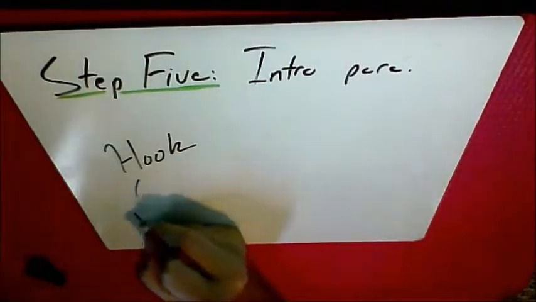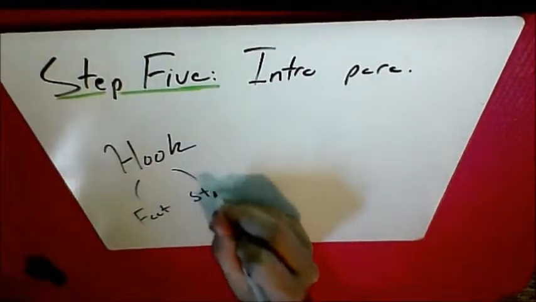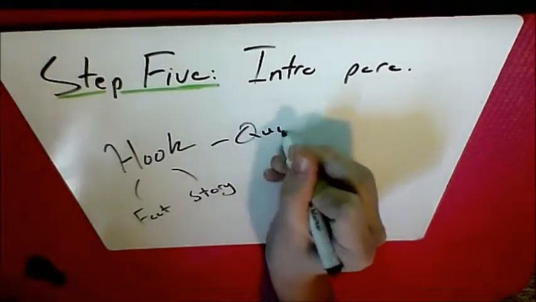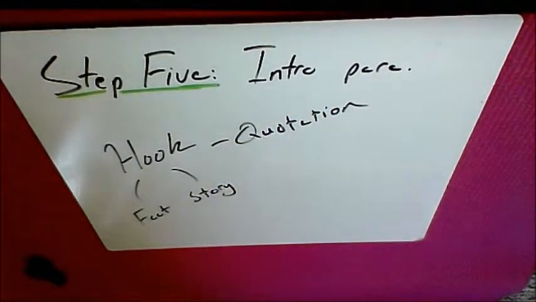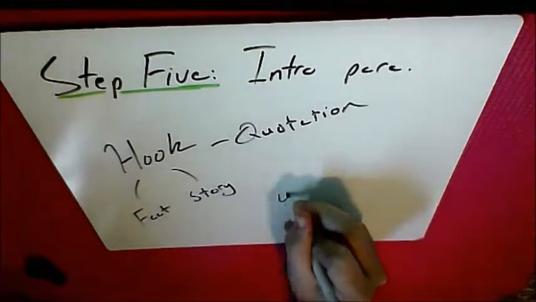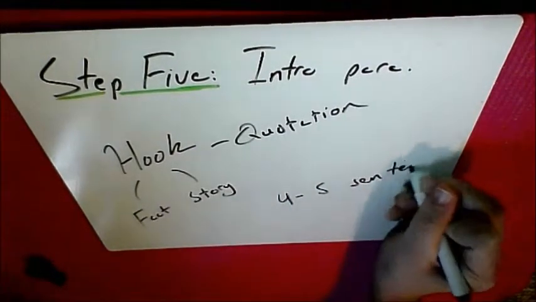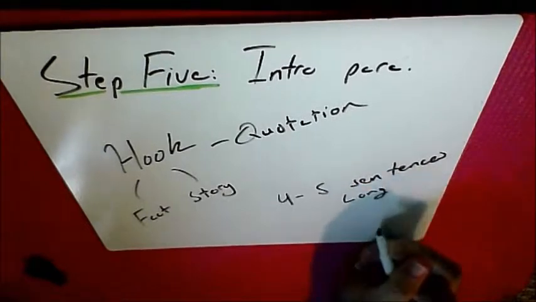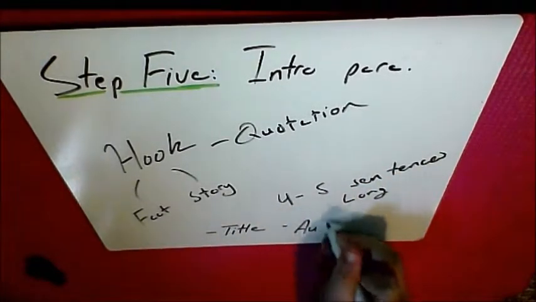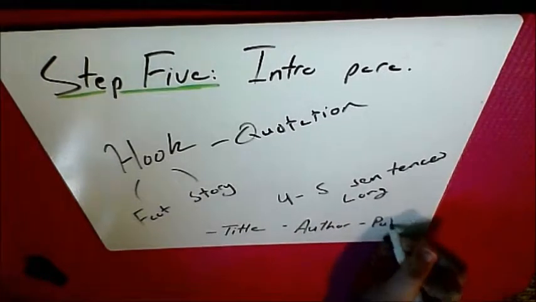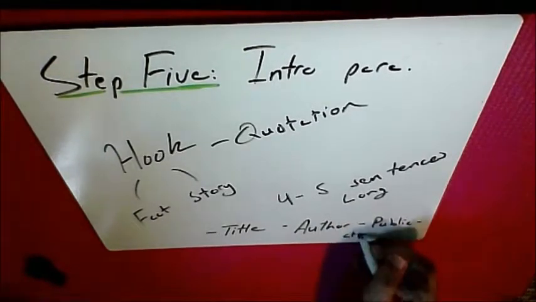Now it is time to write your introduction paragraph, if you have chosen to do this next. So, a hook is made up of either a fact, a story, or a quotation, and it sets the aim for your paper right at the beginning. Your intro should be 4 to 5 sentences long, but you can make it longer depending on your choosing, and also include the title, author, and publication date.